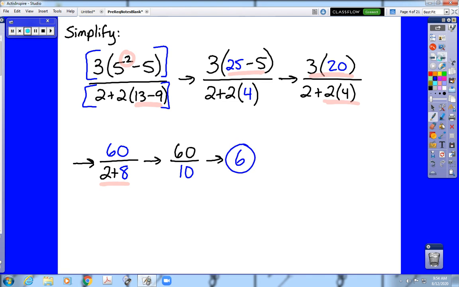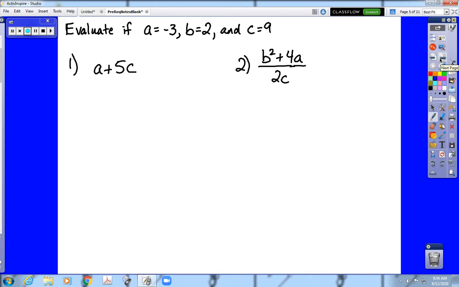Okay, now the one main application of this is evaluating. So here we have some evaluation problems. Simply put, what we're going to do is we have an algebraic expression made up of variables. We're going to take the values of those variables, a, b, and c, plug them in, and then apply the order of operations. So we're going to take a equals negative 3, and we're going to put negative 3 in both of these expressions wherever there is an a. So negative 3 will be inputted in that location.